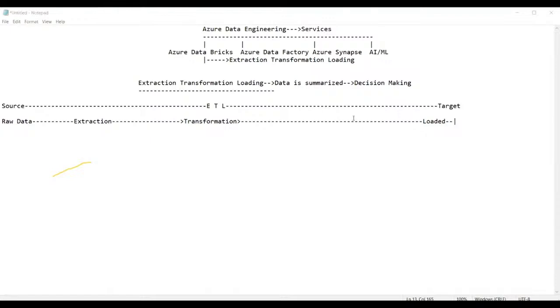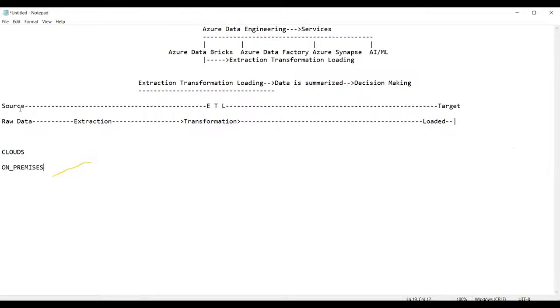Okay. So before we see some examples of how this process actually takes place, let us try to understand a few more things here, then we'll come back to this. Let us first understand what is a cloud and what is on-premises. Then we'll come back to this.